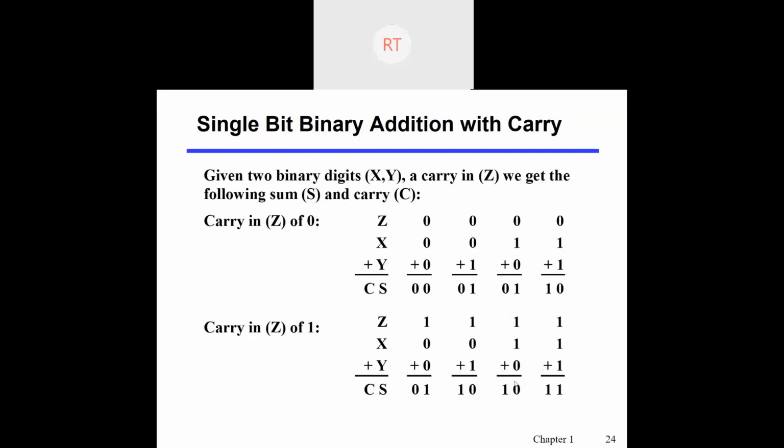How about when you have 1, 0, and the carry is 1, so it is a total of 2, so 0, carry 1. And the last case will be 1, 1, and you have a carry. This will give you a 3, so the sum is 1, and the carry is 1. So these are all the cases where you have a single bit binary addition with a carry of 0 and with a carry of 1.